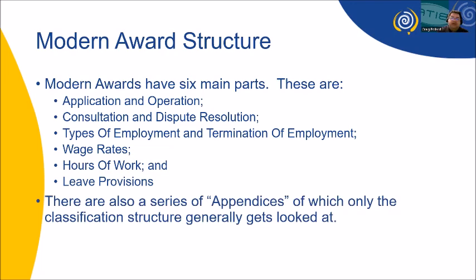There's also a series of appendices, and normally, to be honest with you, only the classification structure really gets looked at. But there's an appendix that covers things like applying for annual leave in advance, and there's a template form that you can use as an example. There's a schedule for trainee rates of pay, and when you look up the trainee rates of pay, it says refer to the miscellaneous award, because they got sick and tired of repeating themselves at the end of every single award.